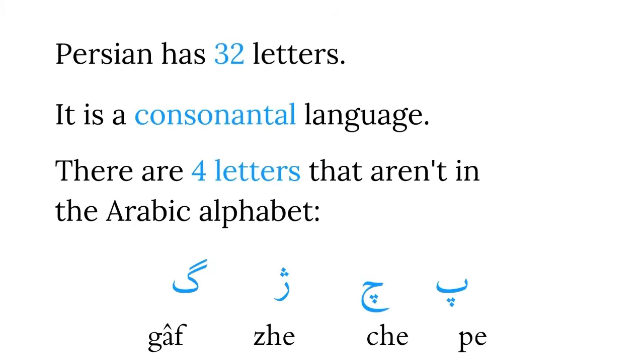So that was our alphabet. Persian has 32 letters and it's a consonantal language, which means that vowels are generally omitted in writing. The vowel sounds are indicated by diacritics, which we'll get to in a couple of slides, but typically diacritics are almost always omitted. So Persian is based off of the Arabic alphabet, but there are 4 letters that aren't in the Arabic alphabet, and those letters are pe, che, je, and gaf.